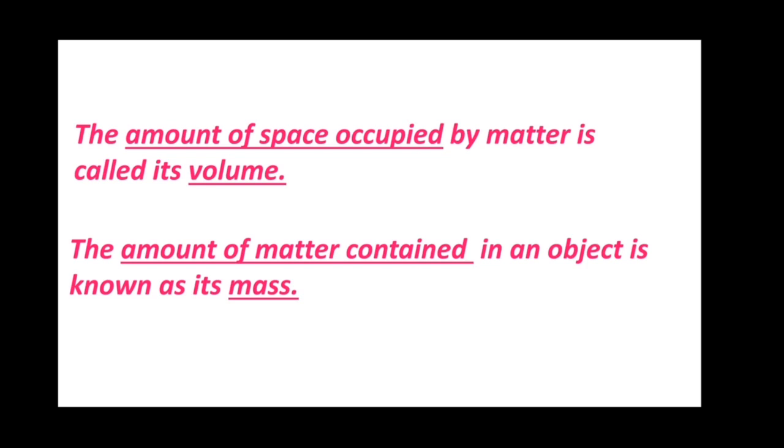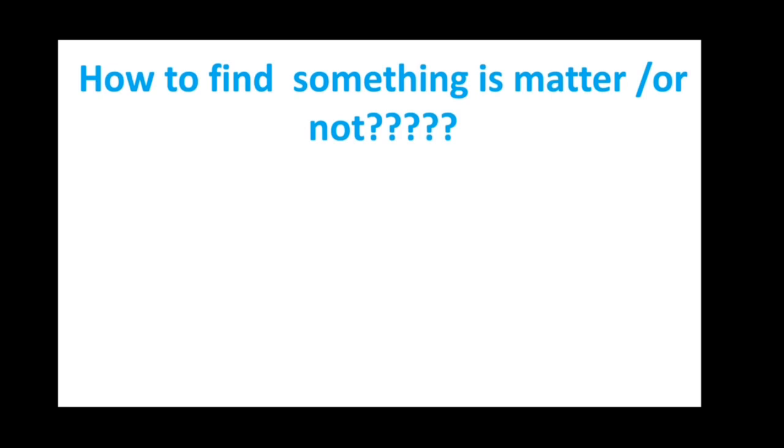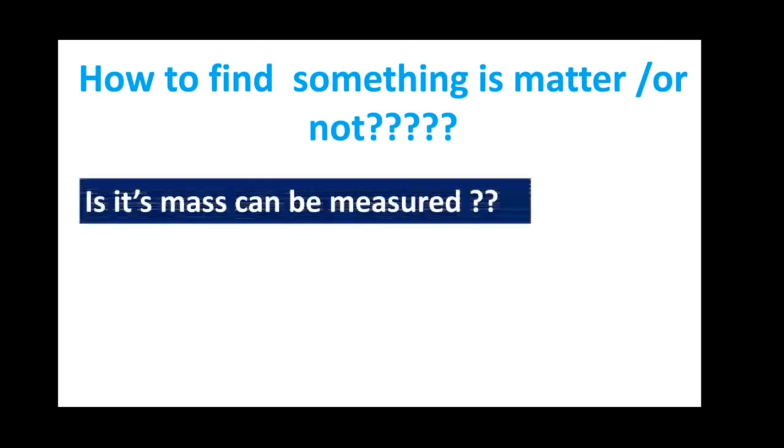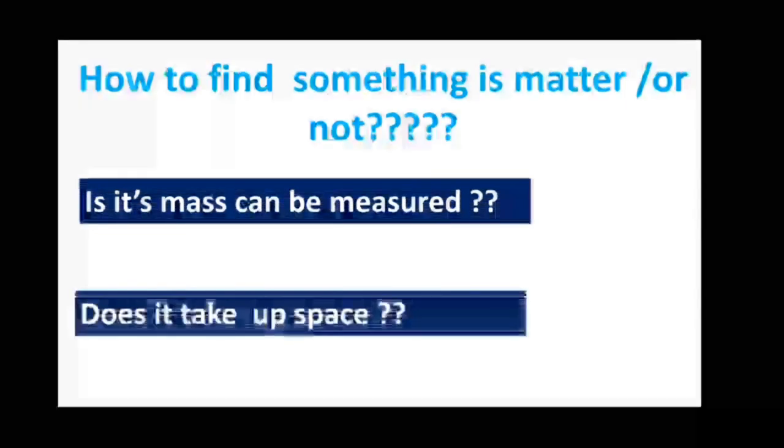Now, how do we find out whether something is matter or not? It is very simple. We have to ask just two questions to ourselves. If you want to find out whether something is matter, choose that material. Then ask two questions. The first question is whether we can measure its mass. The second question is: does it take up space? If the answers to both questions are yes, then we can confirm that it is matter. If any of the answers is no, then it is not matter.